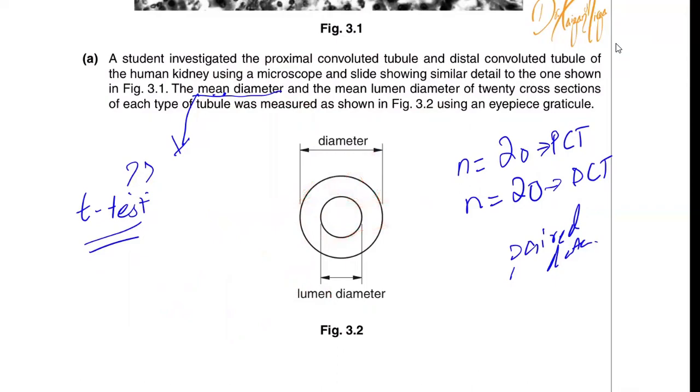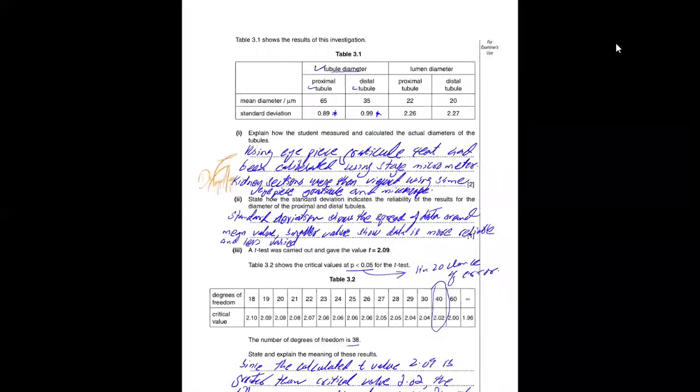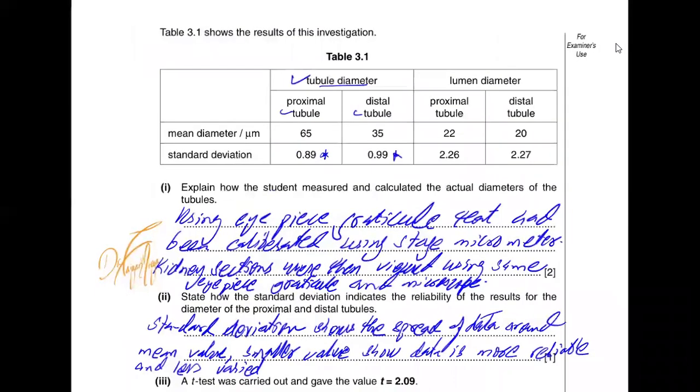Now, in this case, let's move forward. So what does the student do? The results of the investigation are shown in table 3.1. The tubule diameter and lumen diameter are mentioned. Mean diameter and the standard deviations are provided for proximal tubule, distal tubule, and the lumen of each as well. Now these values are provided to you. This is the mean diameter of the proximal tubule provided with the standard deviation. So this is like 65 plus minus 0.89.